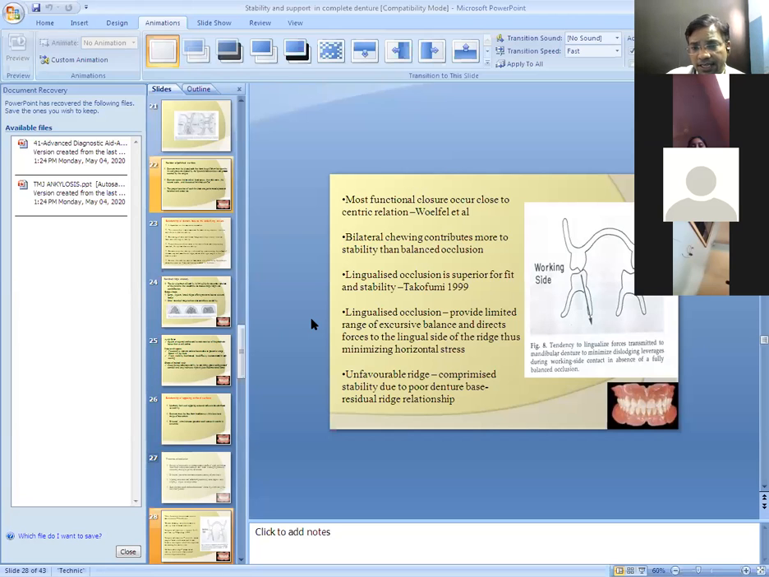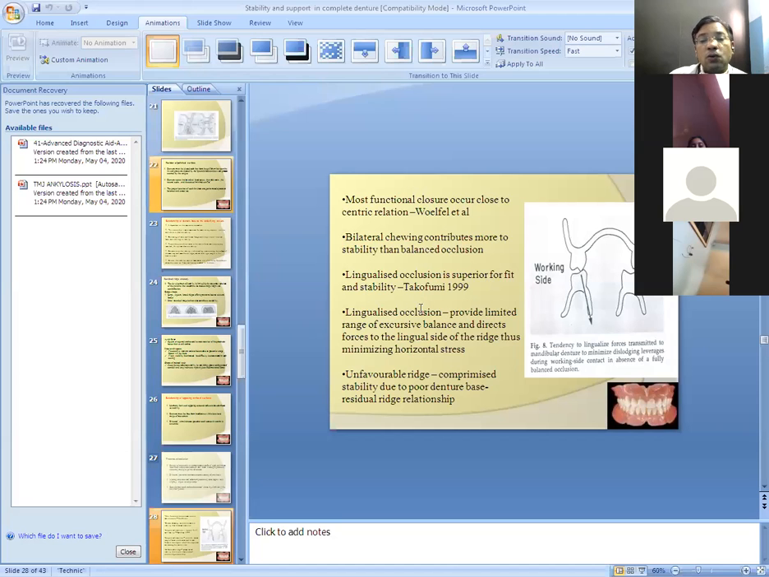Again, bilateral chewing contributes more to stability than balanced occlusion. That means after giving the denture, you have to tell the patient to chew from both sides, left and right, not on a single side. What is the problem? In our natural dentition, a single tooth has a single crown and a single root. Whole denture prosthesis? No. All the teeth, anterior and posterior, are set on the denture base. That is one unit. Understood? In natural dentition, one tooth, one root. But in a denture, all the teeth are on one denture base. That's why we have to instruct the patient after insertion to chew from both sides. That will give proper denture stability.